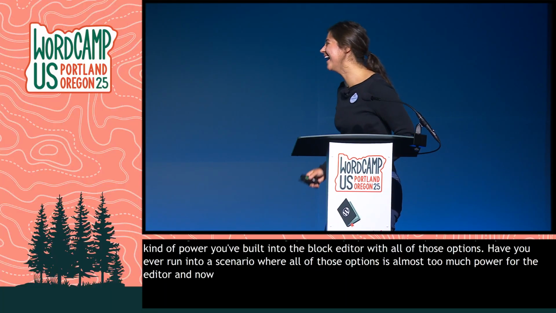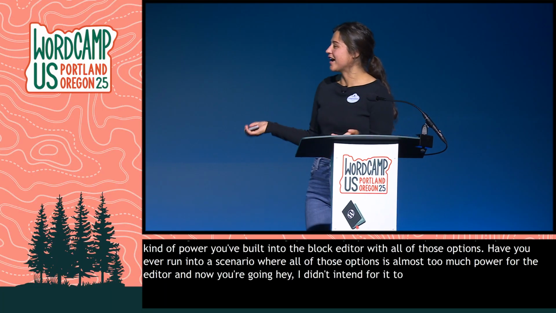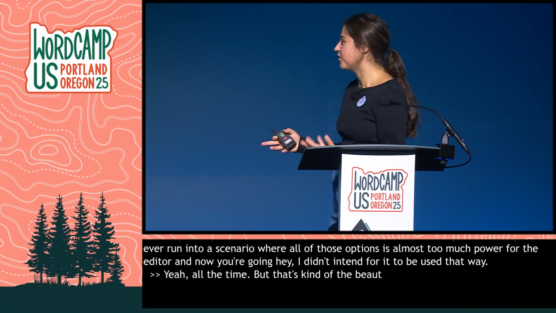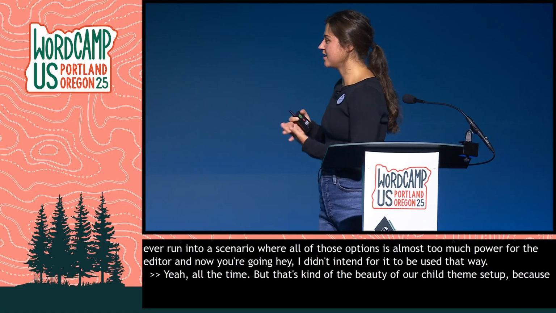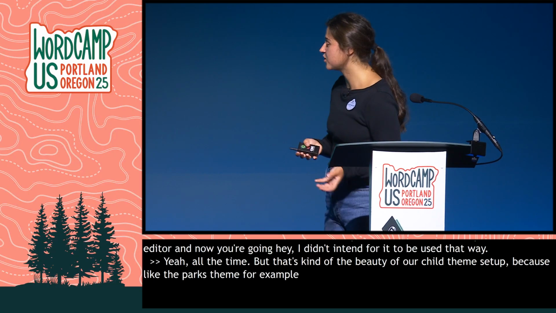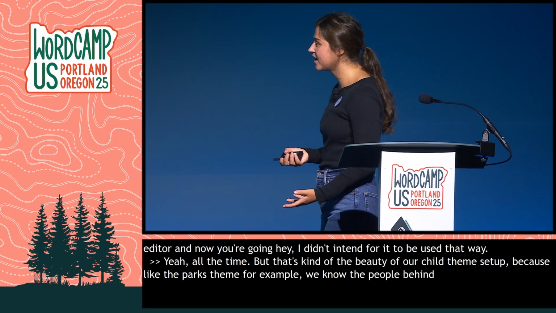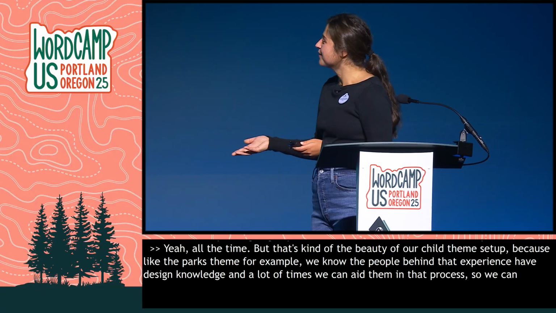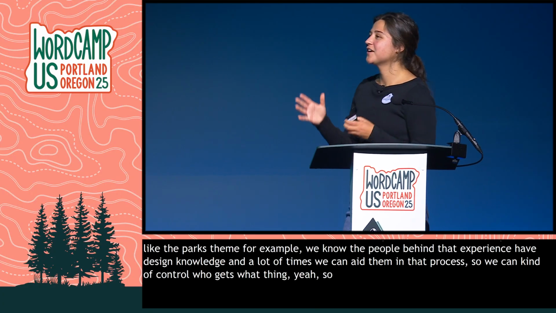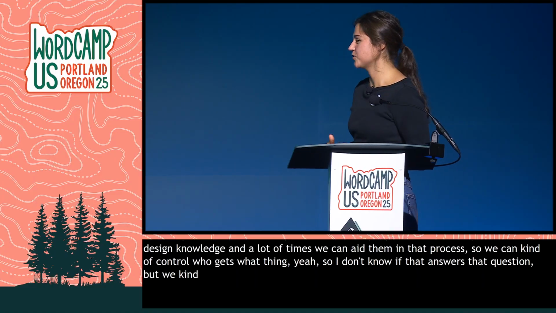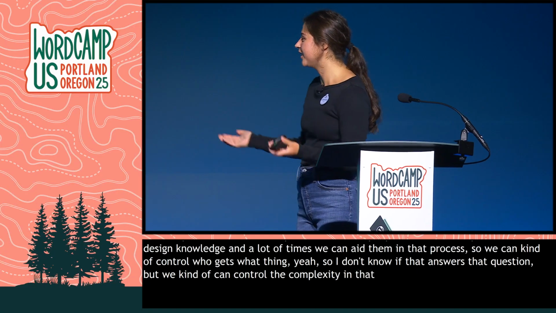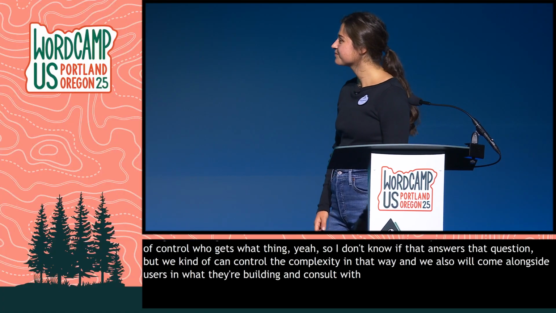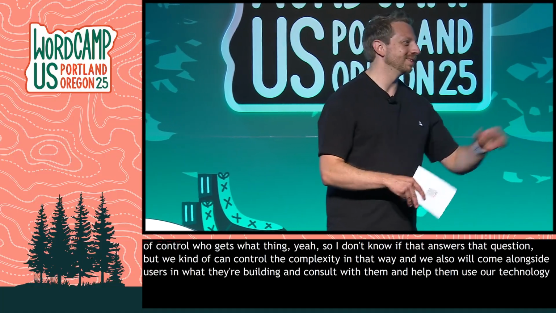Yeah, all the time. But that's kind of the beauty of our child theme setup. For the Parks blog, for example, we know our audience of the people using that backend editor experience have design knowledge. And a lot of times we'll aid them in that process. So we can control who gets what. We can control the complexity in that way, and we also will come alongside users in what they're building and consult them and help them use our technology to build their experience. So user roles is the first line of defense, and then some developer review.